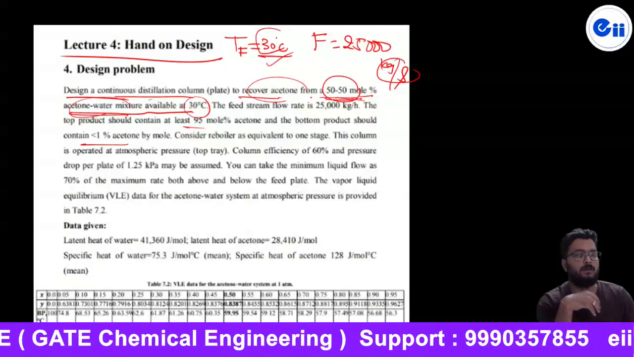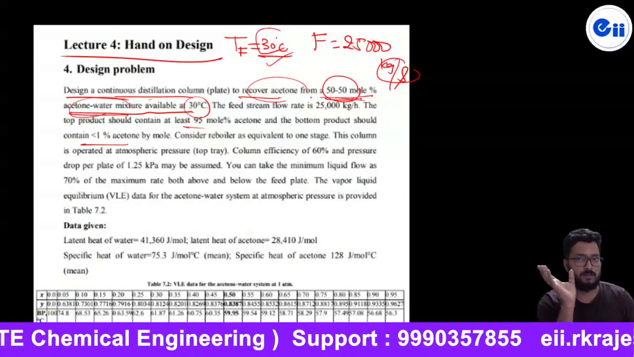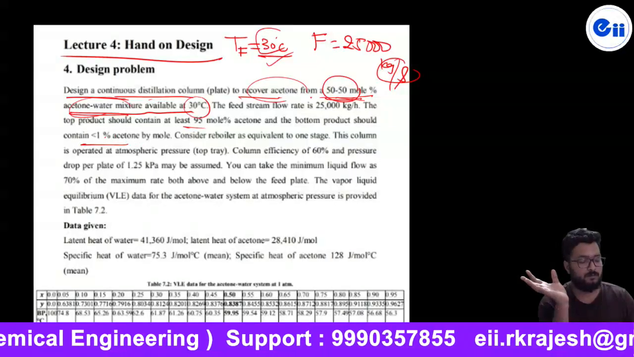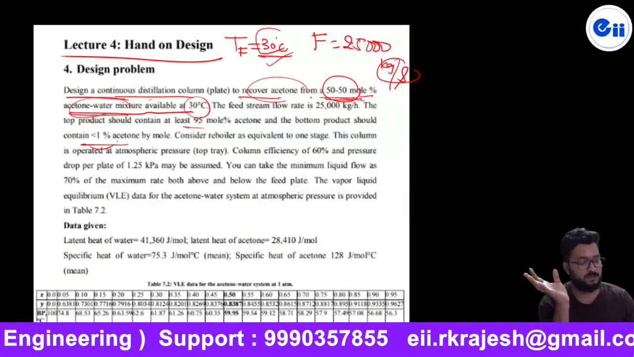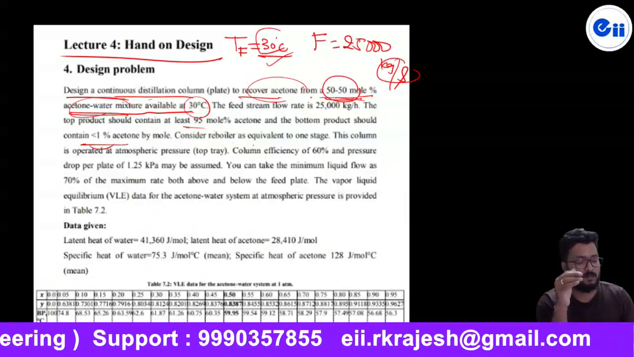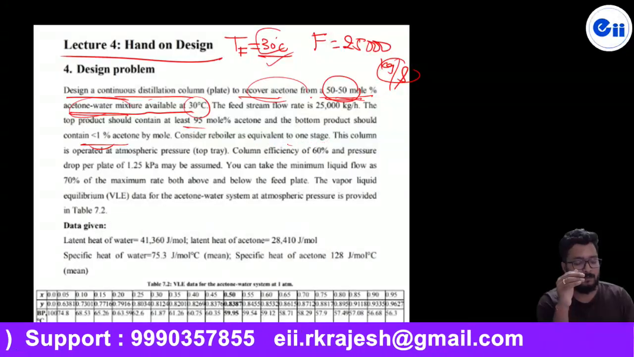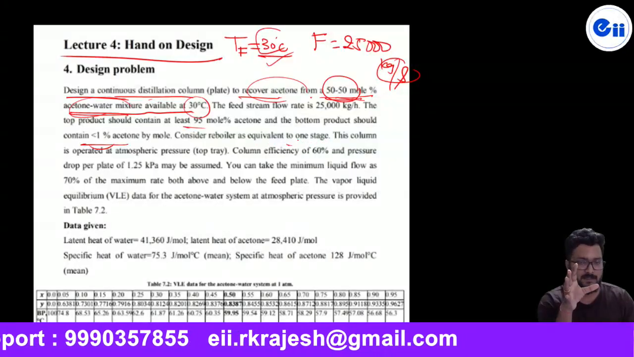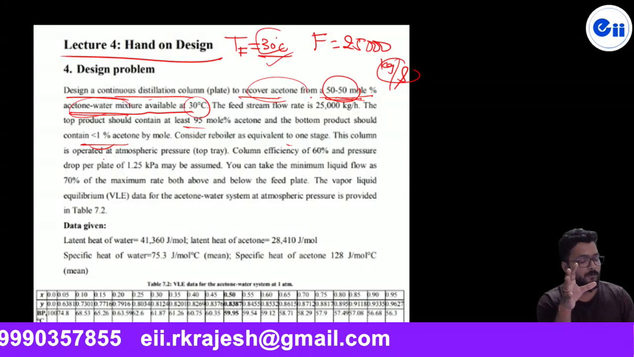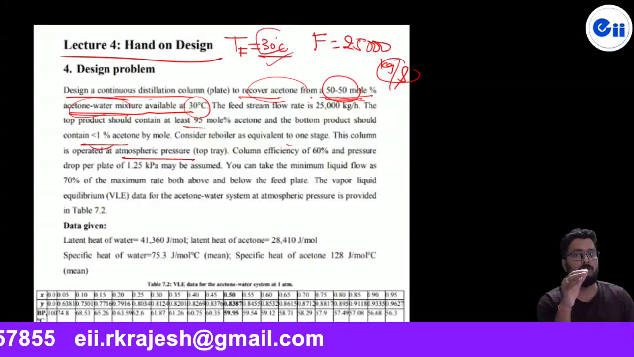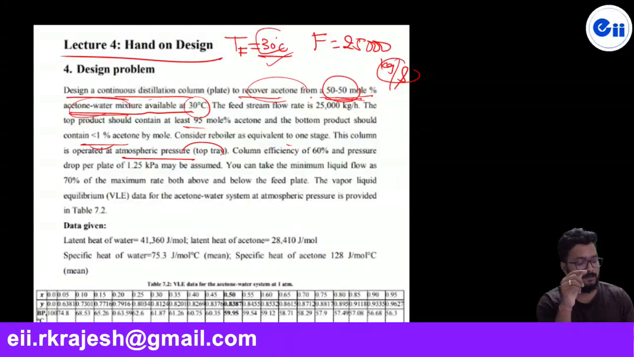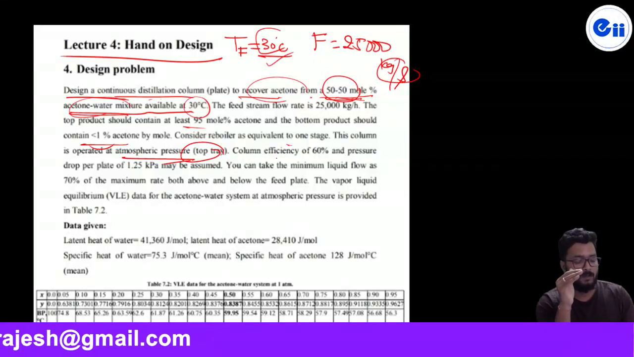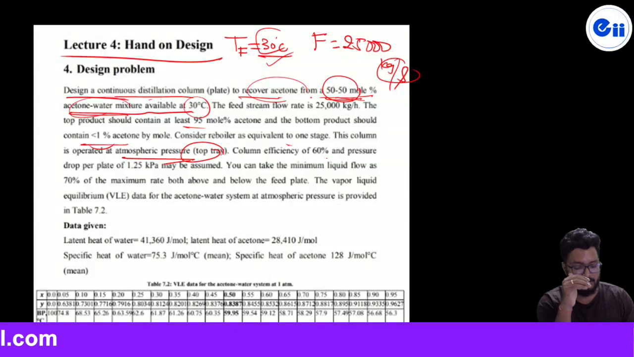The acetone in the bottom should be very low, obviously, because acetone is the lighter component, so its composition should be less than 1% by mole. Consider the reboiler as equivalent to one stage; we will treat the reboiler as one stage. This column is operated at atmospheric pressure, so the pressure at the top tray is atmospheric. The column efficiency is 60%. This is called the overall efficiency.